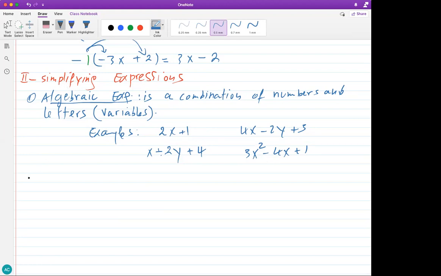Now let's see how to simplify these expressions. Sometimes when the expression is too long, we can try to shorten it up a little bit and combine its like terms to make it simpler and shorter. So let's see how to do that. So, simplifying. Here's a simple example: 3x minus 4y minus 2x plus 7y.